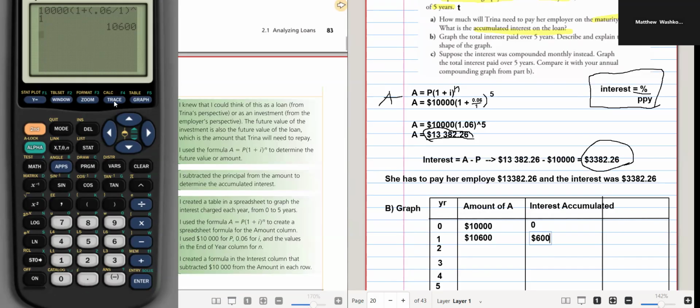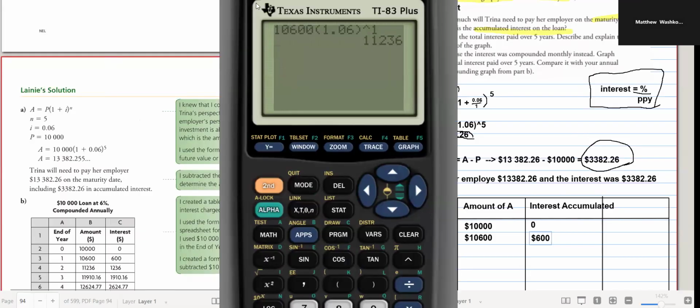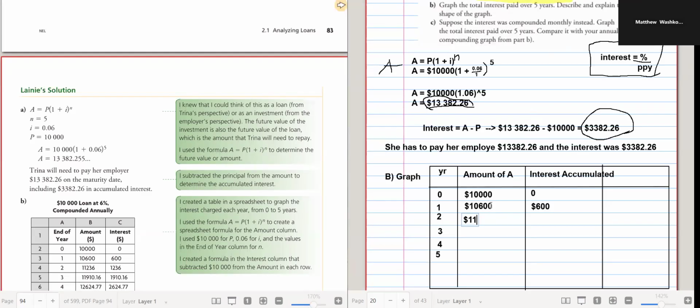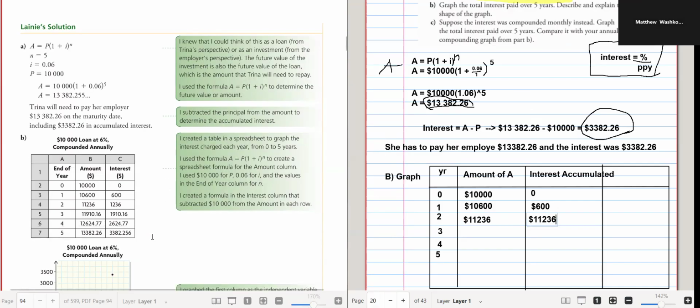And then I just do that again and again, except this time I start with $10,600 for year 2, right? And then it's the exact same thing. It's that 1.06 to the power of 1 again, $11,236. Sorry, I had to yell at my cat there. I don't know if you guys hear that on the microphone. So the interest in this case is $1,236, and so on and so forth. That's how we're calculating these numbers.